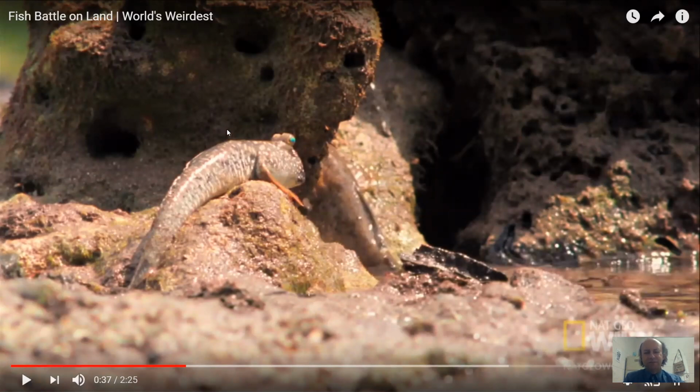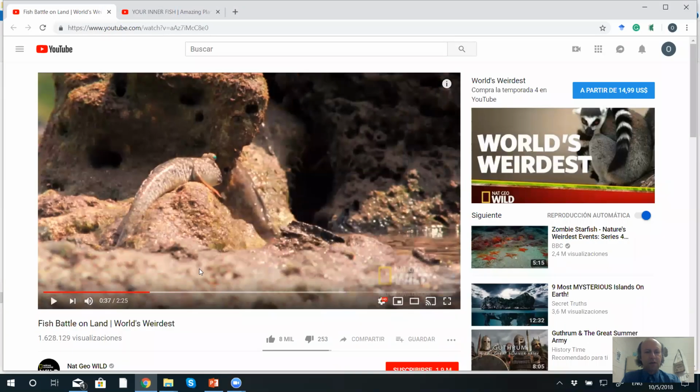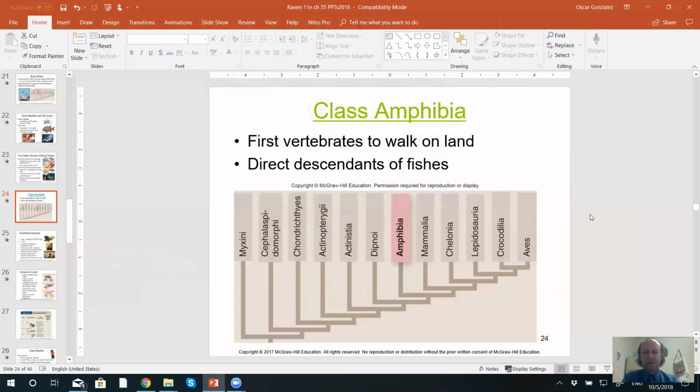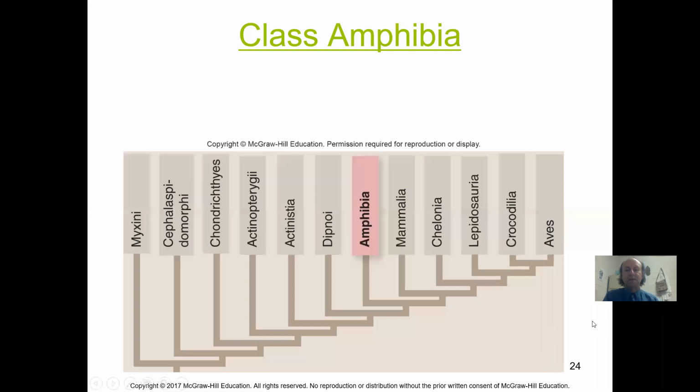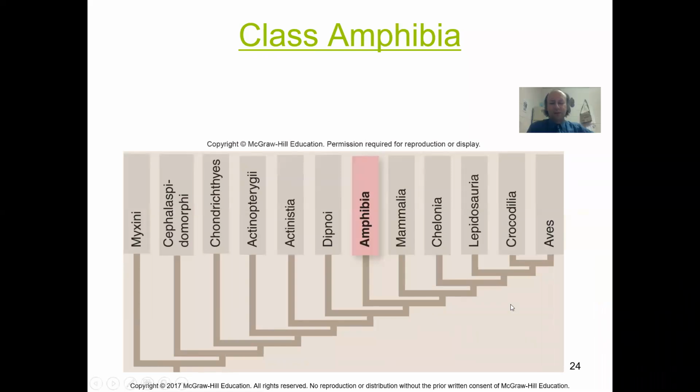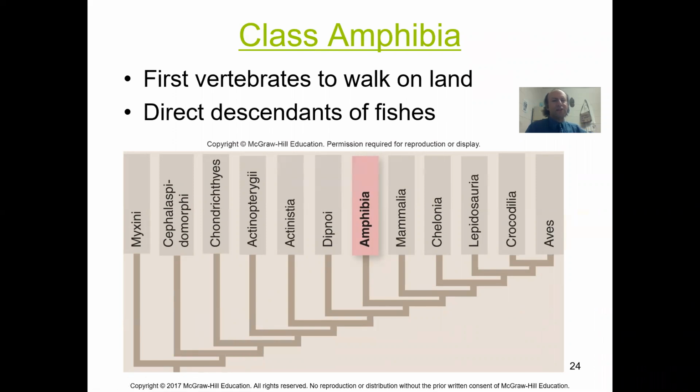Why am I showing you this? Because this is something that I think is very similar to maybe the first amphibians. That is why it says here that they're the first vertebrates to walk on land, direct descendants of the fishes. I'm not saying that we descend from the mudskipper or anything. No, I'm not saying that.